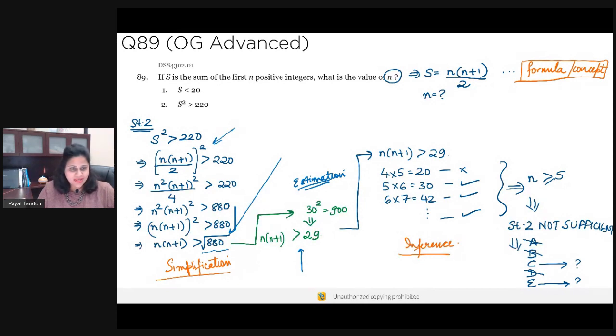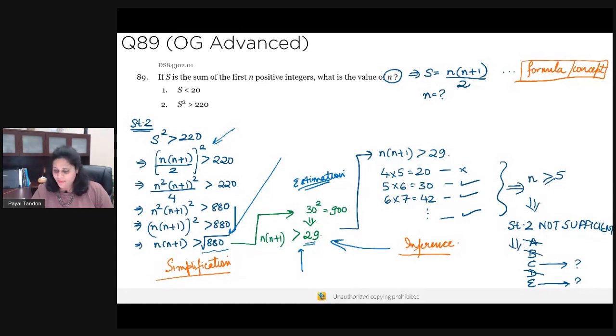Why? Because 30 square is 900. So you know that 880 is pretty close to 900, which means that n into n plus 1 is definitely greater than 29. That is the inference that you have to draw over here. Then you consider the similar cases in a similar manner that we did earlier, and you figure out that here the product is greater than 29, which means that you need to have a lower limit of n into n plus 1, and the upper limit will be infinity there, right?